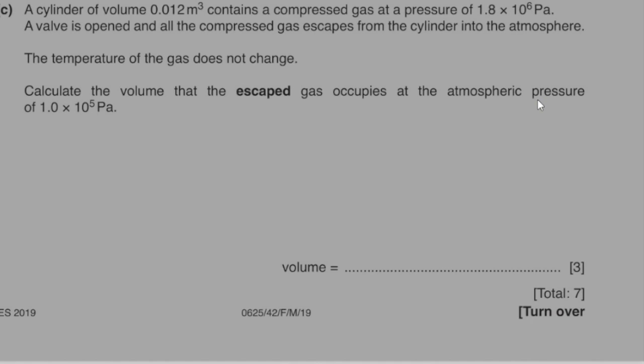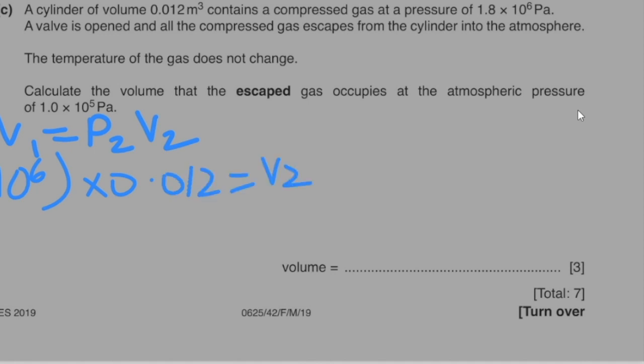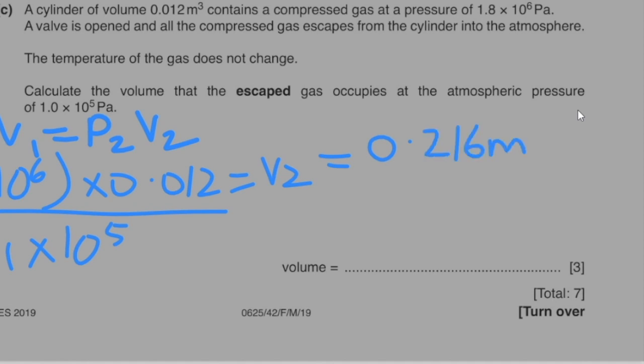So P1 V1 is equal to P2 V2. P1 was 1.8 × 10^6 multiplied by V1, which is 0.012, and V2 is going to be equal to P1 V1 divided by P2, which is 1 × 10^5 pascals. So V2 is going to be 0.216 meters cube. But this is the volume of the total gas, and some of it remains in the cylinder. Now we need to calculate the volume which has escaped.